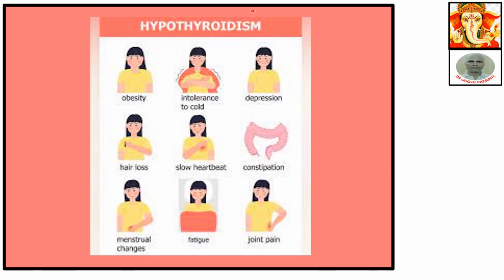Hypothyroidism. This particular picture, or rather you can call it a pamphlet, I have collected from the internet and directly pasted here. The symptoms of hypothyroidism are given here with figures, so that it will catch your attention. Please mind these are all symptoms of hypothyroidism, such as obesity, intolerance to cold, depression, hair loss, slow heartbeat, constipation, menstrual changes, fatigue, joint pain.